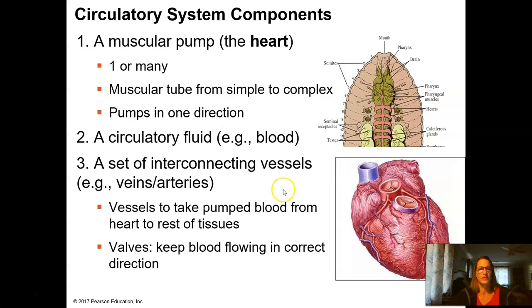But in general, the vessels are going to take the blood that's being pumped from the heart to the rest of the tissues, and depending on what needs to be accomplished, that will determine which tissues the blood is being pumped to, but it's always being pumped through vessels. And within these veins and arteries, or especially veins, there are valves that keep blood flowing in the correct direction, but we're going to get into those details later.